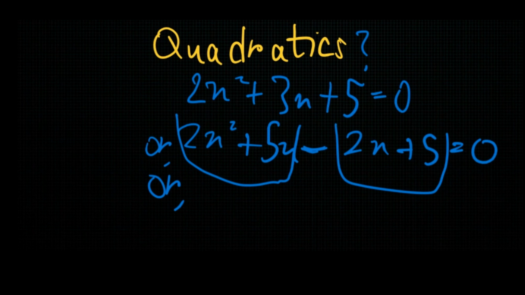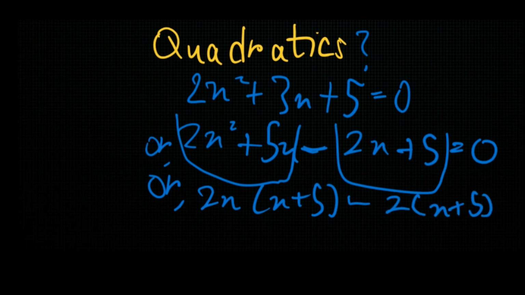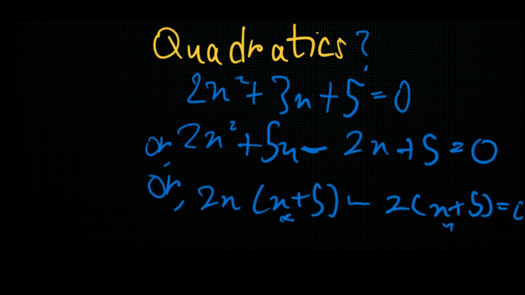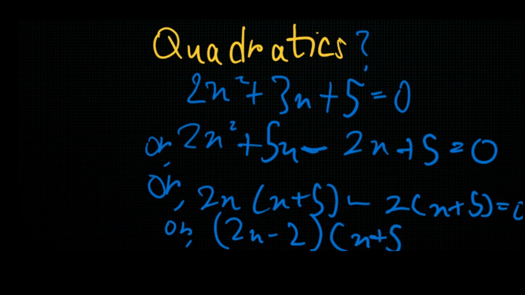So let's factorize. Taking 2x out of here, we can get 2x times x plus 5, minus 2x plus 5 is 0. Remember, always try to make this and this equal so that we can factor them to just one unit. Or by combining 2x and minus 2, we can get 2x minus 2 times x plus 5.